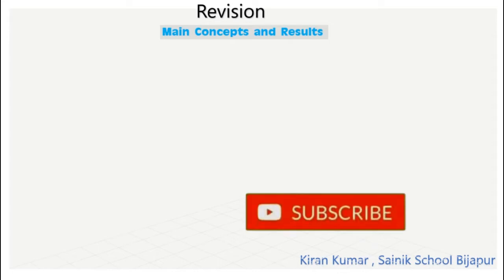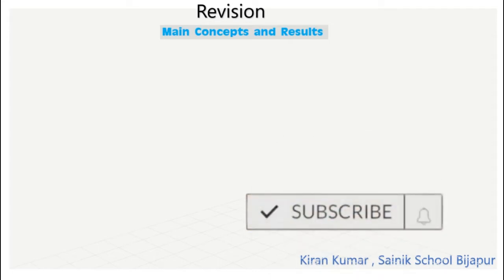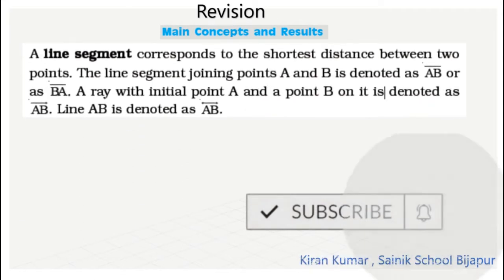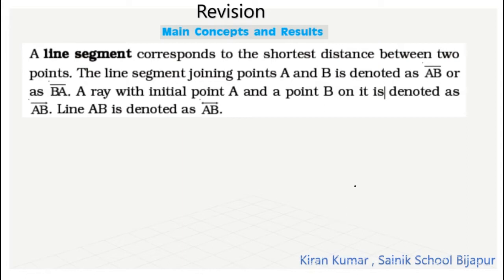The first important topic which we have learned is related to line segment, ray and line. We have learned that a line segment corresponds to the shortest distance between the 2 points. The line segment joining point A and B is denoted as AB bar or BA bar.